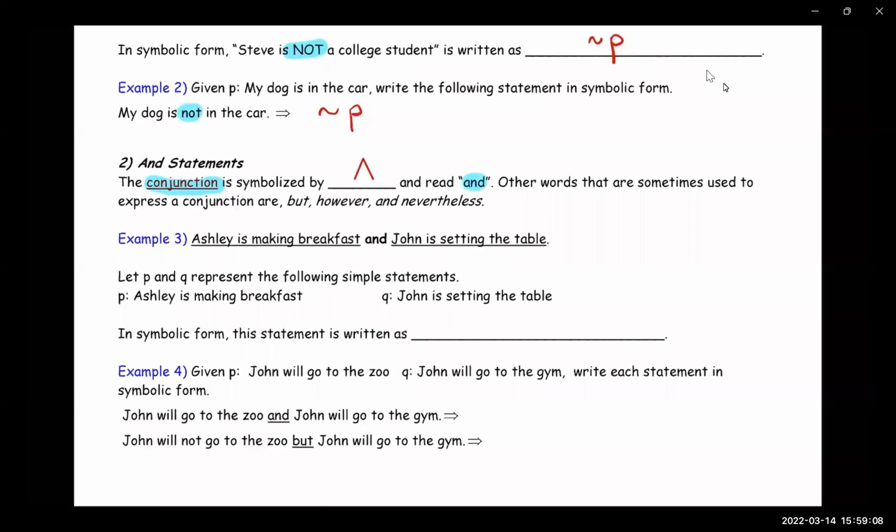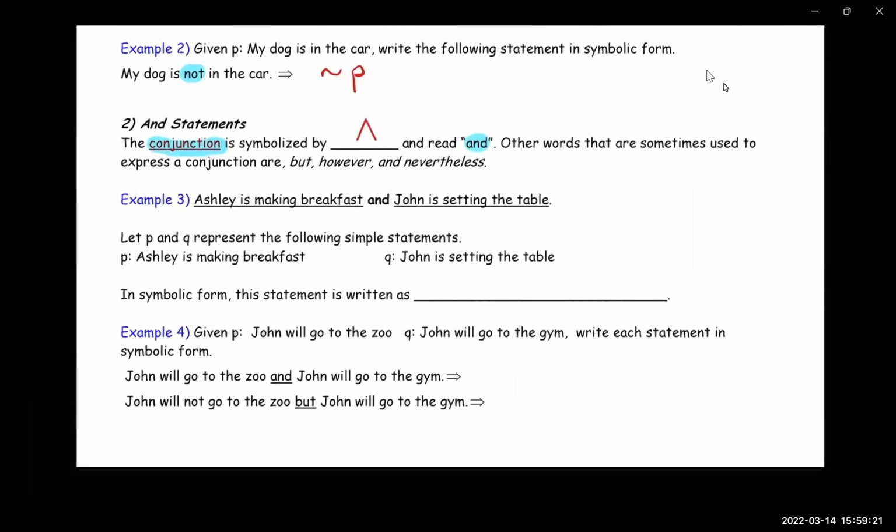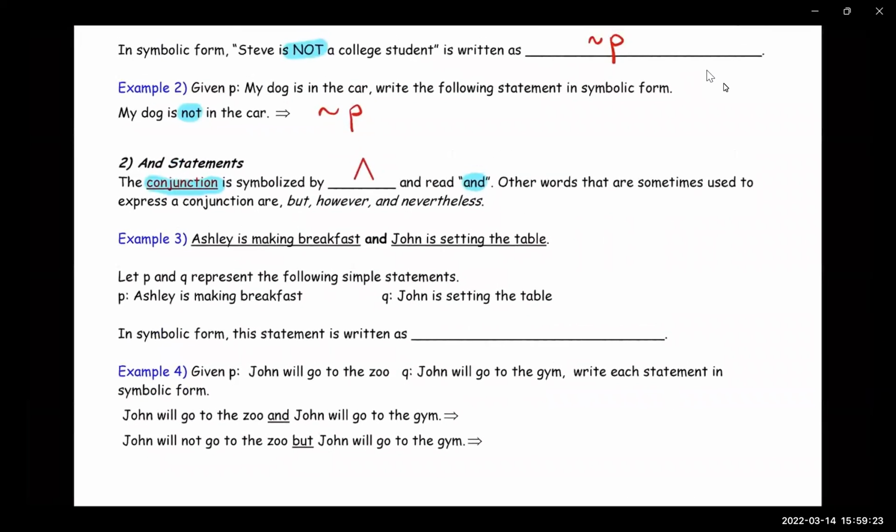Other words that are sometimes used to express a conjunction are but, however, and nonetheless. So in the English language, you'll see these words come up. And that means the same thing as and. Oh, okay. Yeah, so these are words to look out for.